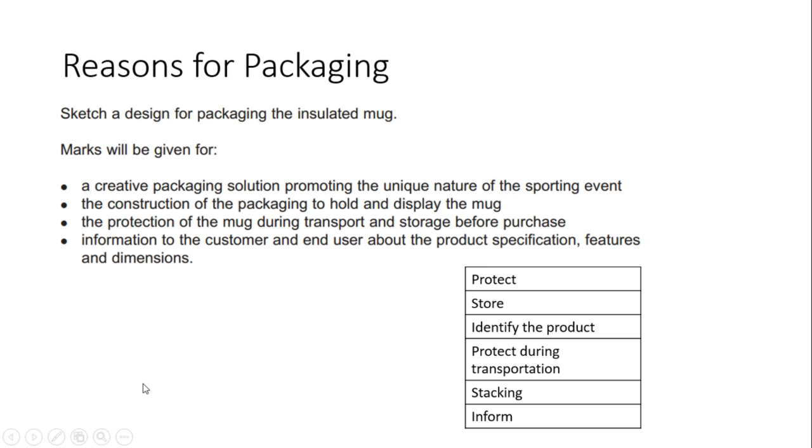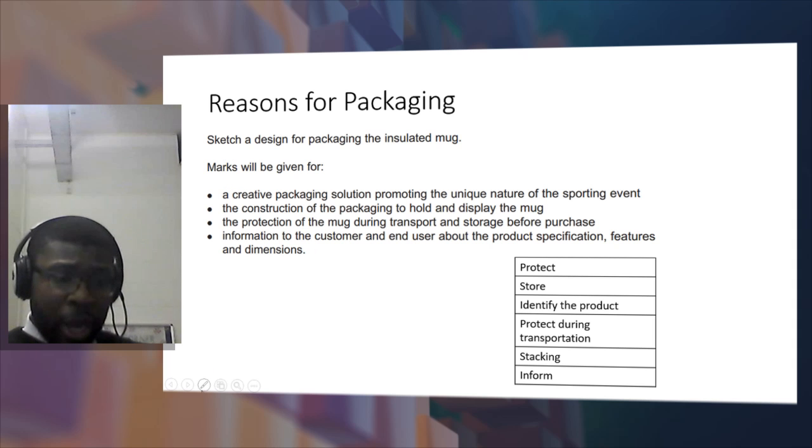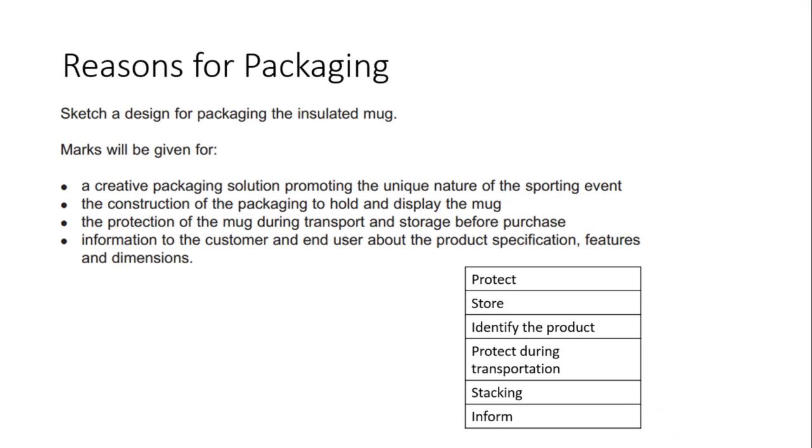So after you've answered question 1A, you will then be provided with a question which will ask you a range of requirements. This is a design brief, so it's a very short description of what you need to design, and you need to read this very carefully. I'm going to highlight certain key things in here, so let me just get the highlighter up. Okay, so for example, it says sketch a design for packaging. So definitely you need to sketch some kind of packaging for the mug. So it needs to hold the insulated mug, and then marks will be given for the following.